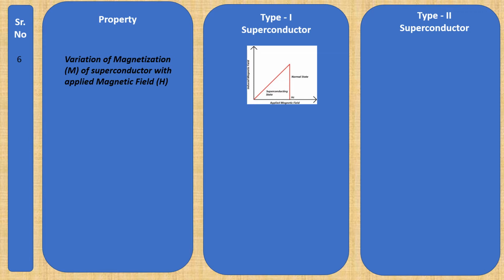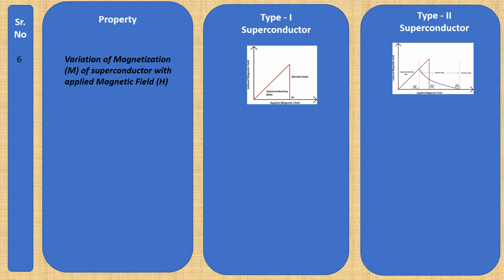Then we can observe that as the applied magnetic field increases, at a certain value of critical magnetic field, it loses the property of superconductivity and becomes a normal conductor. In type 2 superconductor, it is different from type 1.